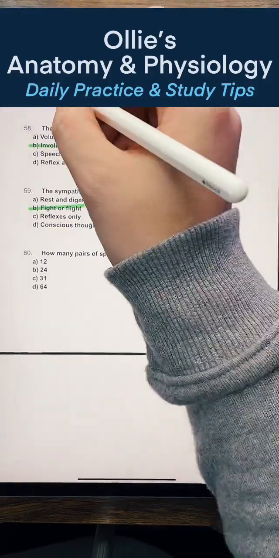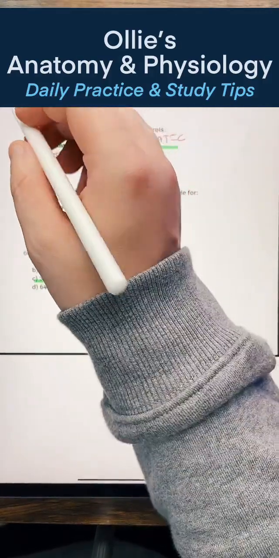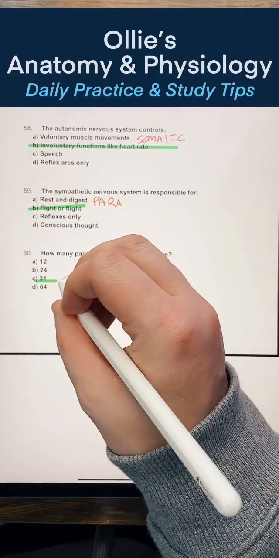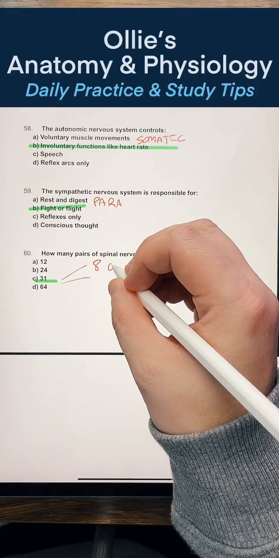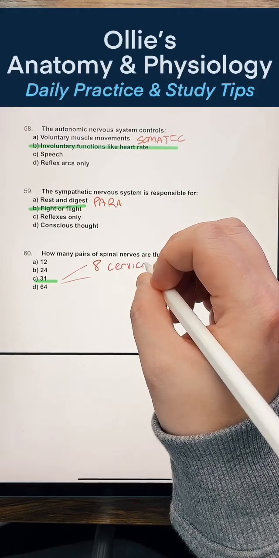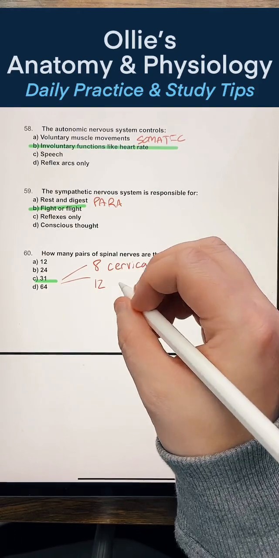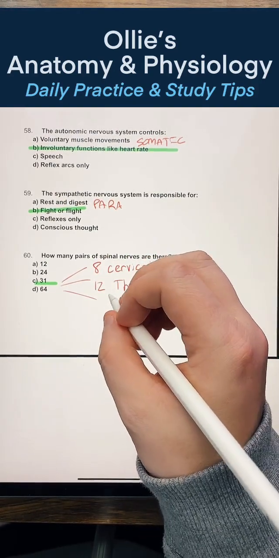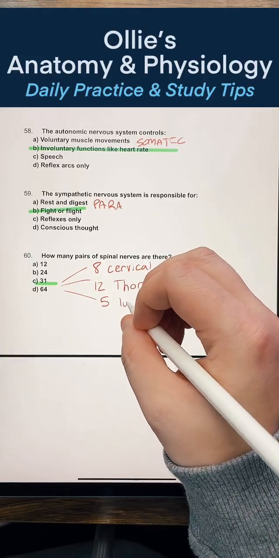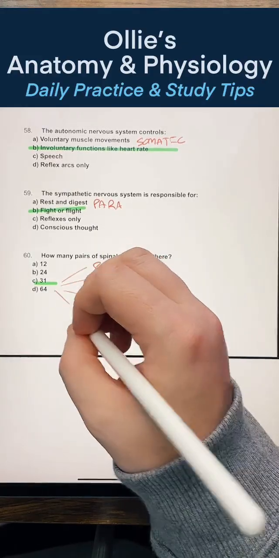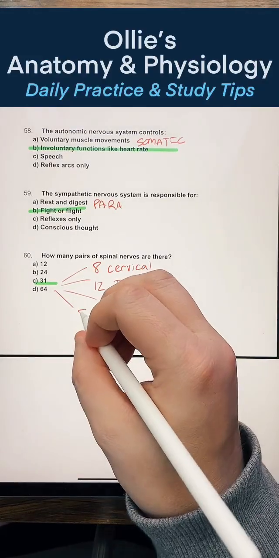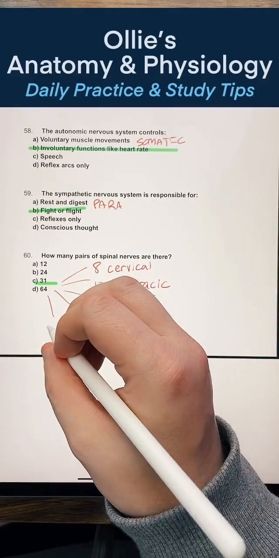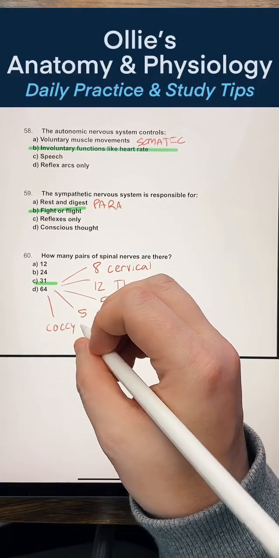But number 60, the answer is 31. We have 31 pairs of spinal nerves. I'll break this down. We have 8 cervical, 12 thoracic, 5 lumbar, 5 sacral, and 1 coccygeal.